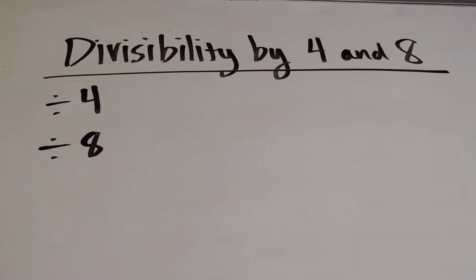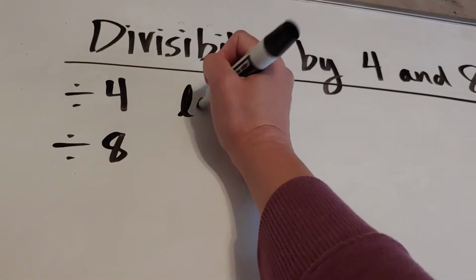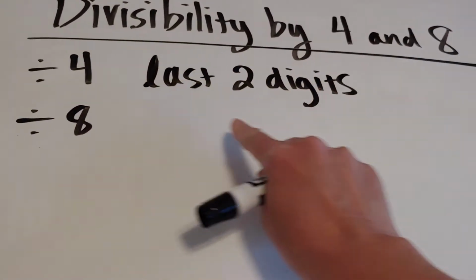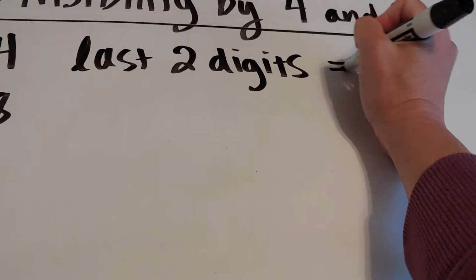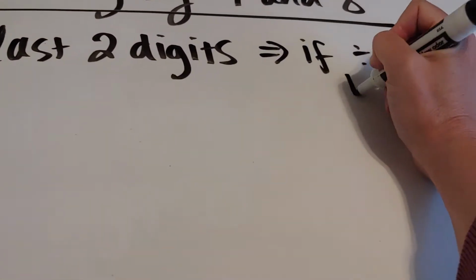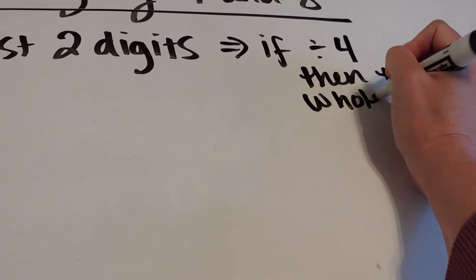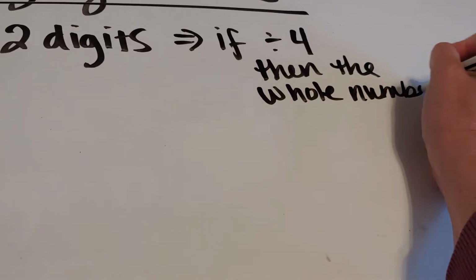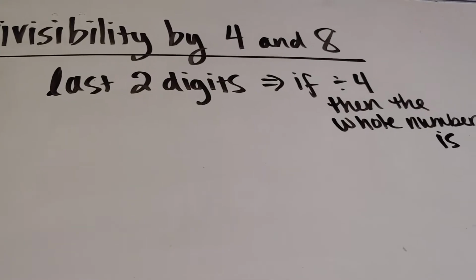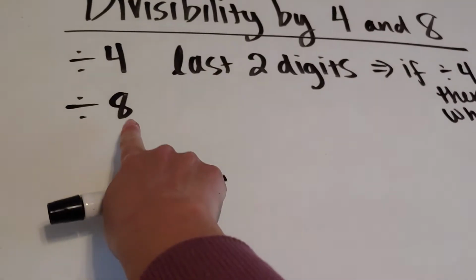All right, so here's how the test works. For dividing by 4, you look at the last two digits. When you look at the last two digits, if those are divisible by 4, then the whole thing is. So look at the last two digits. If they're divisible by 4, then the whole number is. Why don't I go ahead and try one of those before I go to the test for 8.